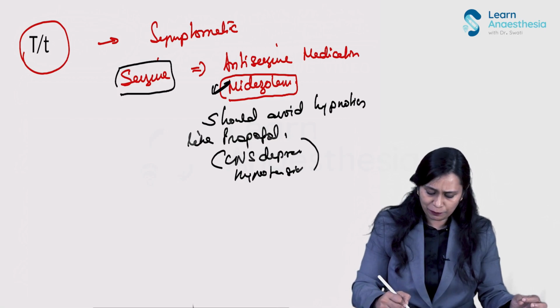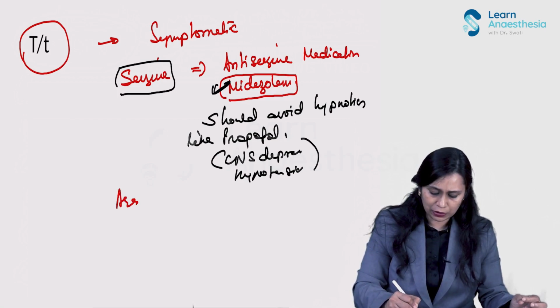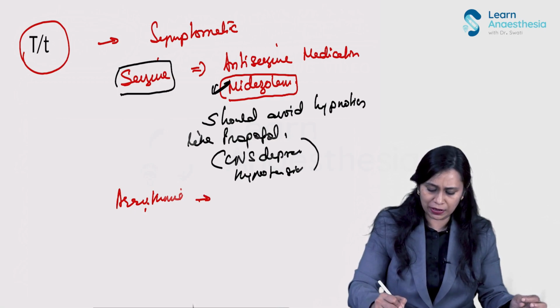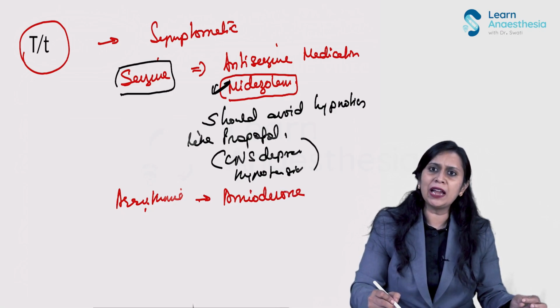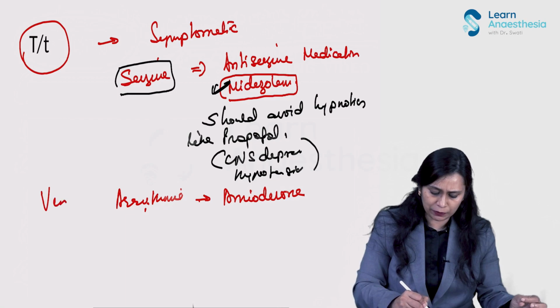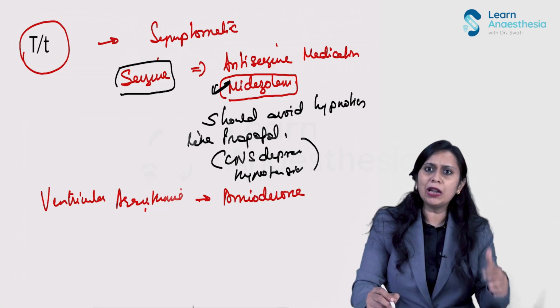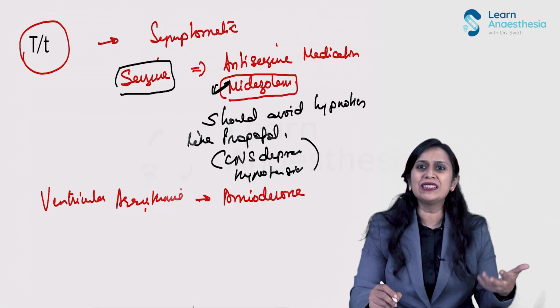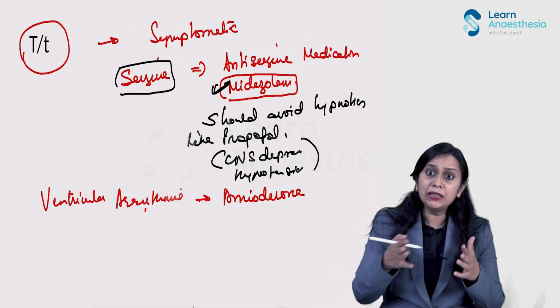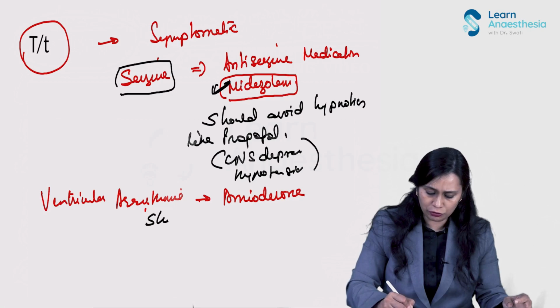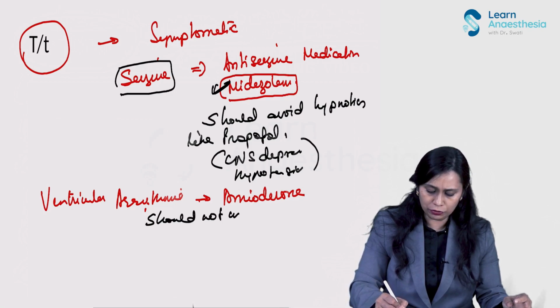Okay, now if the patient starts having arrhythmia, the best drug for treating arrhythmia in this case is amiodarone, an antiarrhythmic, because the most common arrhythmia is ventricular, which happens with local anesthetic systemic toxicity. One other antiarrhythmic which can be used for ventricular arrhythmia is lidocaine, but here lidocaine has to be avoided. We should not use lidocaine because it can further increase the toxicity.